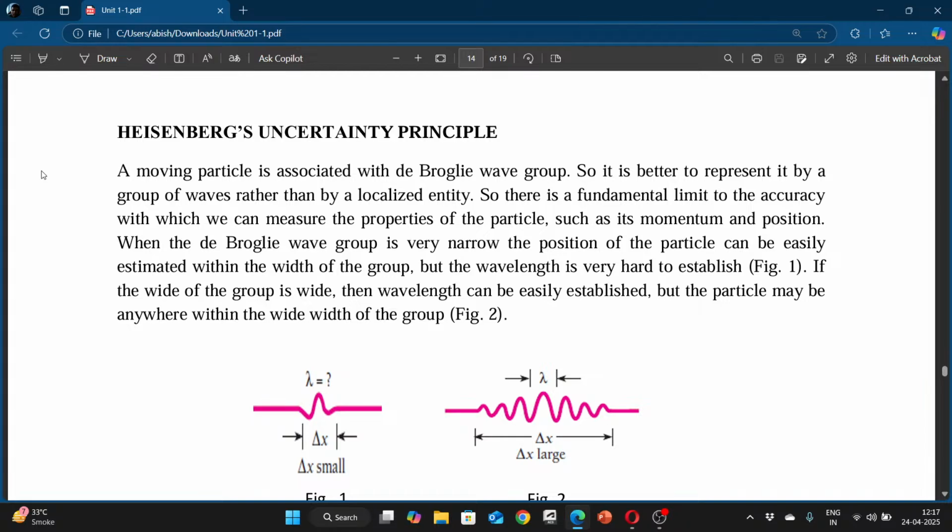First of all, Heisenberg's uncertainty principle. A moving particle is associated with a de Broglie wavefront, so it is better to represent it by a group of waves rather than a localized entity. There is a fundamental limit to the accuracy with which we can measure the properties of the particle, such as its momentum and position. When the de Broglie wave group is very narrow, the position of the particle can be easily estimated within the width of the group. But the wavelength is very hard to establish. Figure 1. If the width of the group is wide, the wavelength can be easily established, but the particle may be anywhere within the wide width of the group.